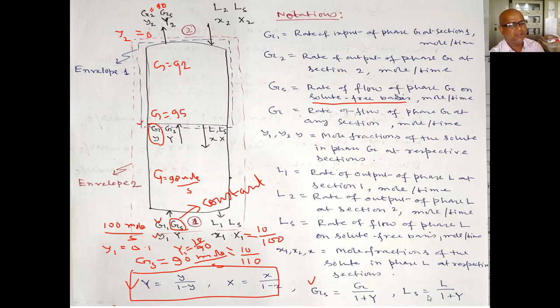But here the thing you have to keep in mind is that GS and LS are the solute-free basis or inert flow rates. These flow rates will not change, because this thing is not taking part in the mass transfer. The solute is changing, so whatever change is going on is based on the solute. That's why your total flow rates G and L will keep changing, but GS and LS will not change, they will be constant.